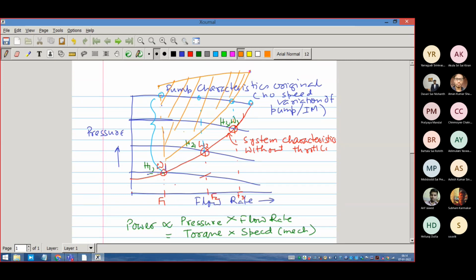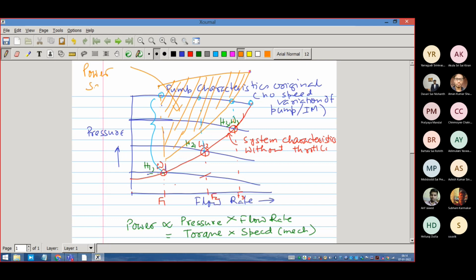If you operate with a variable speed application, a VFD, a variable speed drive, if you operate the pump, then this would be the saving in power. The hatched portion is the saving, because you are able to move from blue characteristic points to red characteristic points. So this will be the power saved.